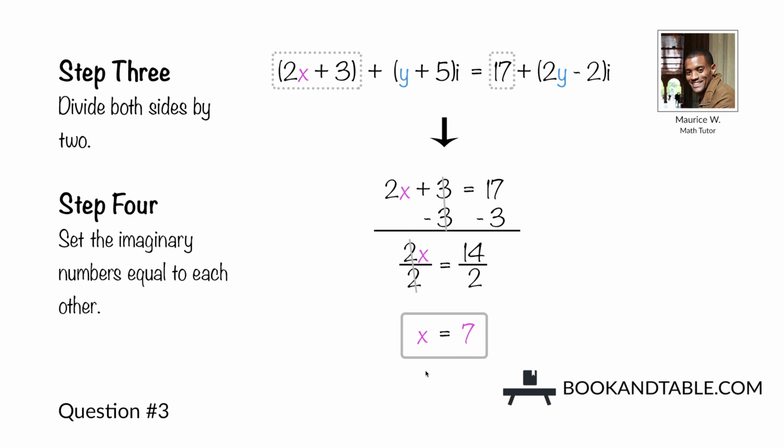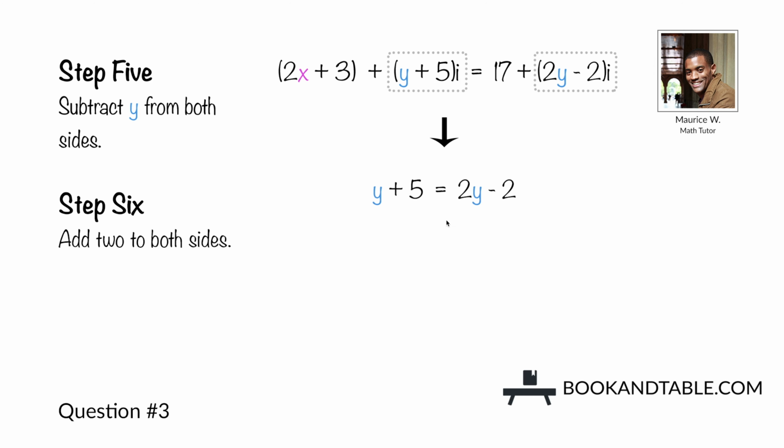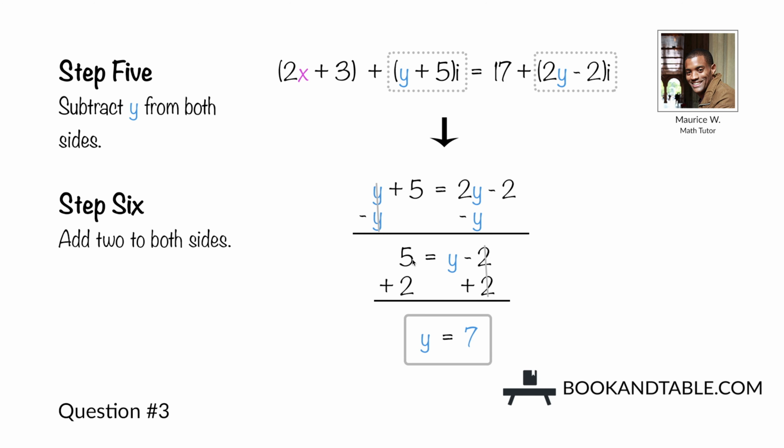And now to solve for y, you'll want to set the imaginary numbers equal to each other. So that gives us y plus 5 on the left side. And that's equal to 2y minus 2 on the right side. And now we want to solve for y. So the first thing we'll do is subtract y from both sides. That will negate this y, leaving us with just y on one side of the equation. So that leaves us with 5 is equal to 2y minus y, which is y, minus 2. And now to solve for y, we'll add 2 to both sides. 5 plus 2 shows us that y is equal to 7.